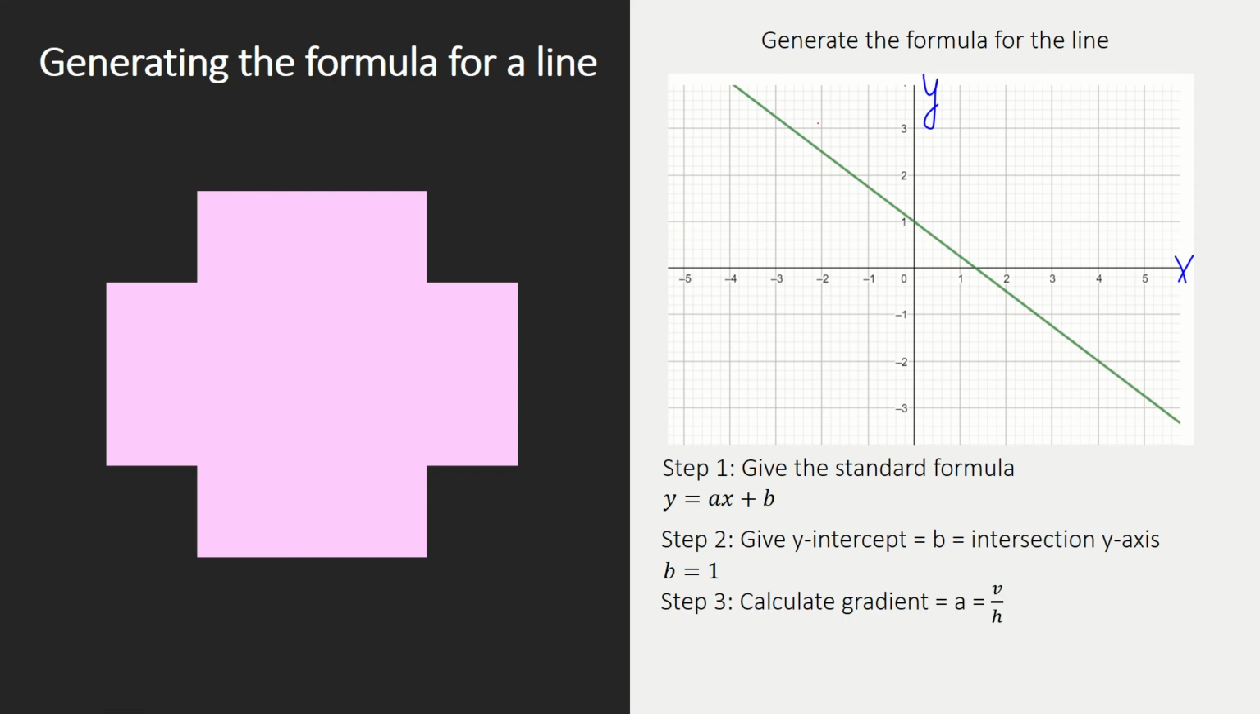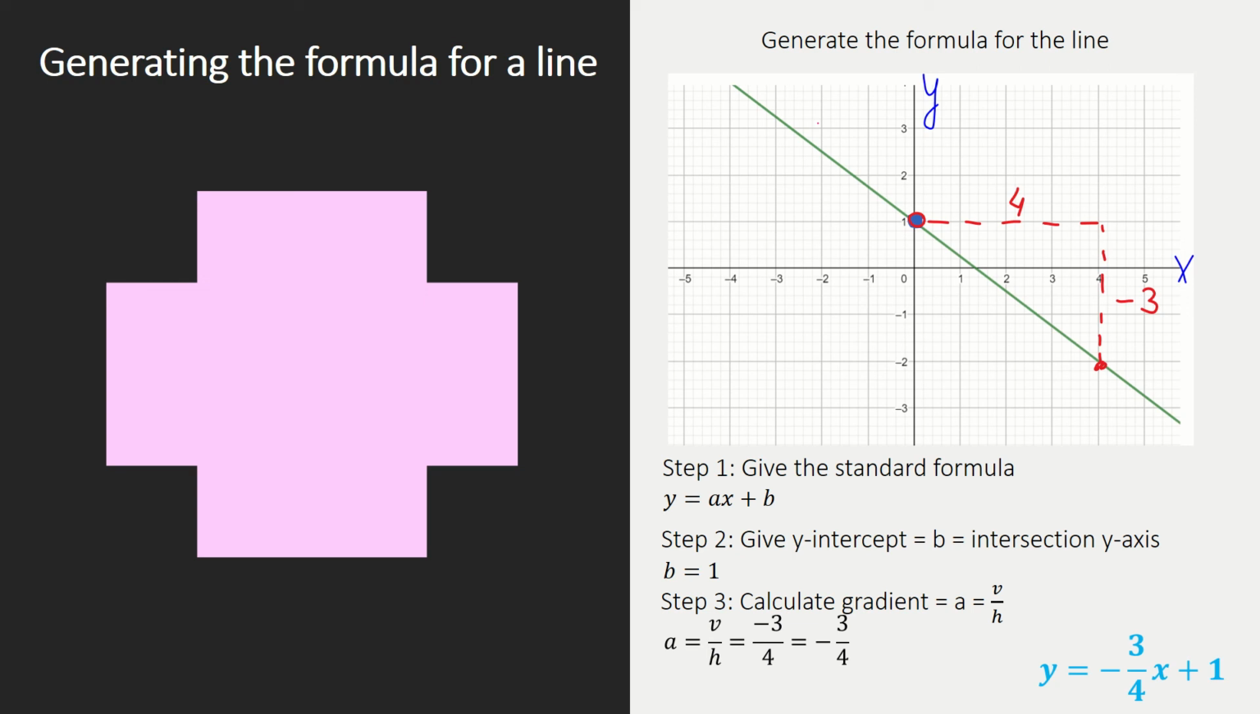Step 3 is to calculate the gradient, vertical divided by horizontal. First, choose 2 grid points. So I choose one over here and another one over there. What you can see is that you go 4 steps horizontally and 3 steps vertically, but the line was going down. So I'm going minus 3 steps vertically. What you get is minus 3 over 4. You can just leave it as a fraction. So you get y equals minus 3 over 4x plus 1.